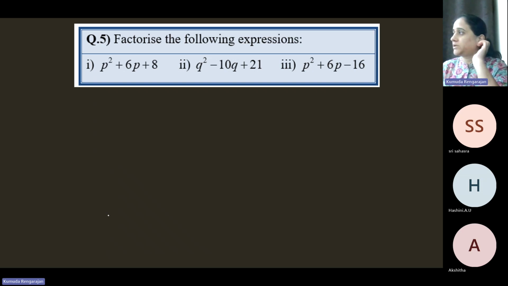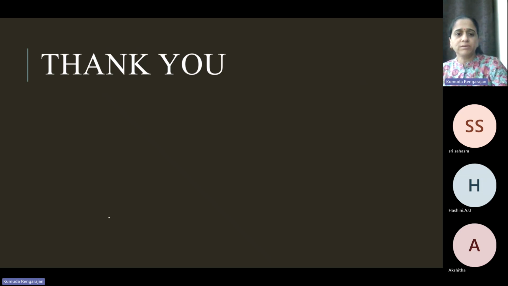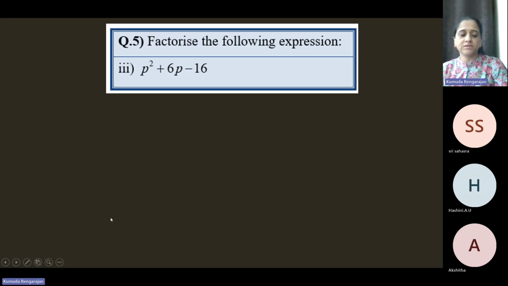Yeah, this is splitting the middle term. Have we done these sums? I think yes. We've completed all this. Oh yeah, we've done this. Splitting the middle term, we already finished.